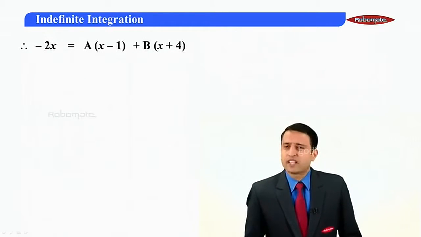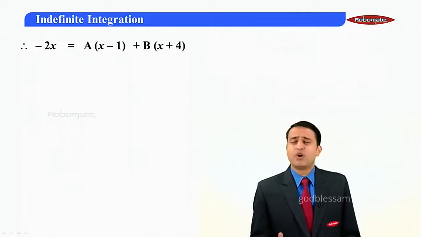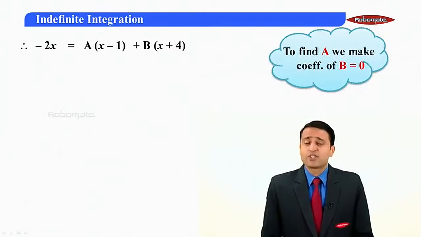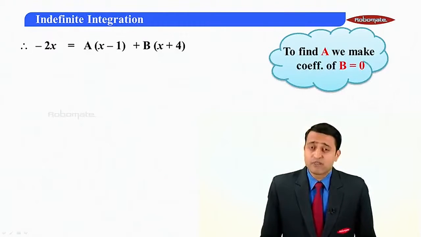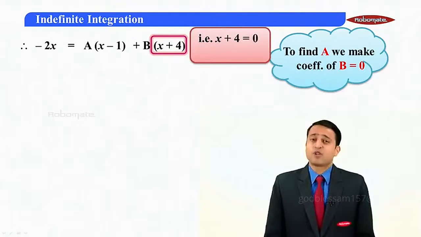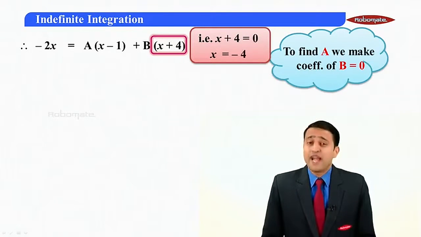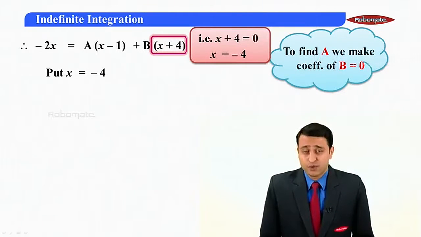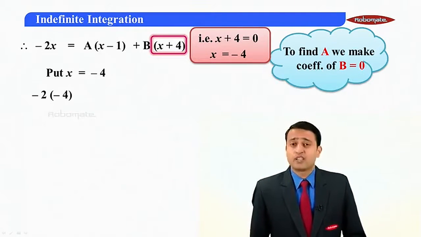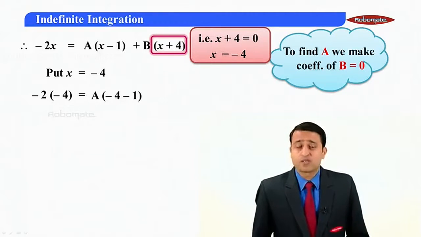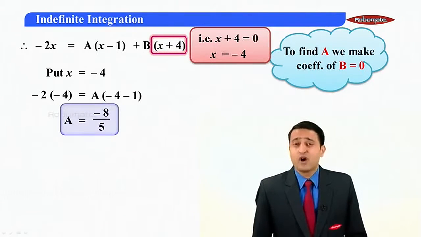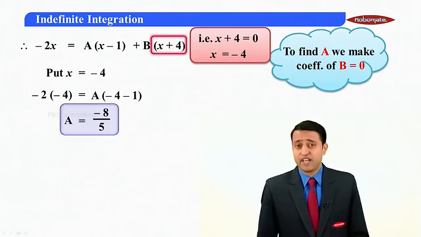The simplest way of finding the value of a and b is make the value of the other term 0. So if I have to find a, I will make the coefficient of b equal to 0. A coefficient of b is x plus 4. That means x plus 4 should become 0. And if x plus 4 is 0 means x is minus 4. So to find a, we will put x is equal to minus 4. So on the left hand side, I'll get minus 2 into minus 4. And on the right hand side, I'll get a into minus 4 minus 1. That is, 8 is equal to minus of 5a, or a is equal to minus of 8 by 5.